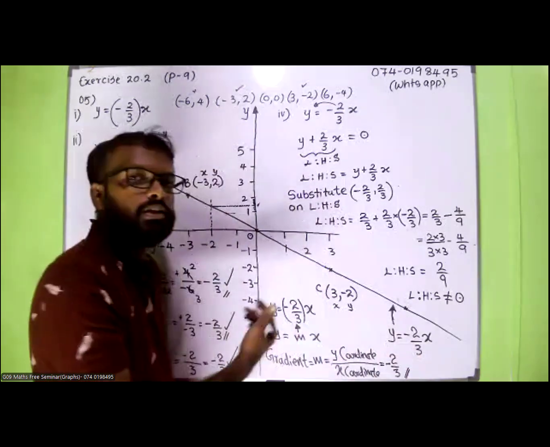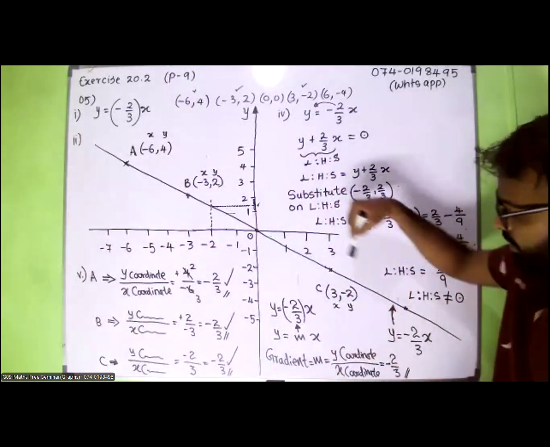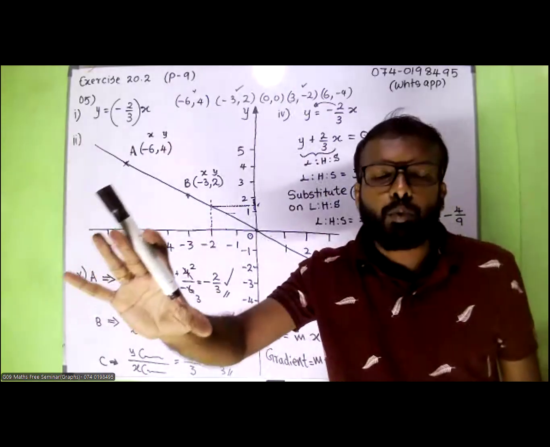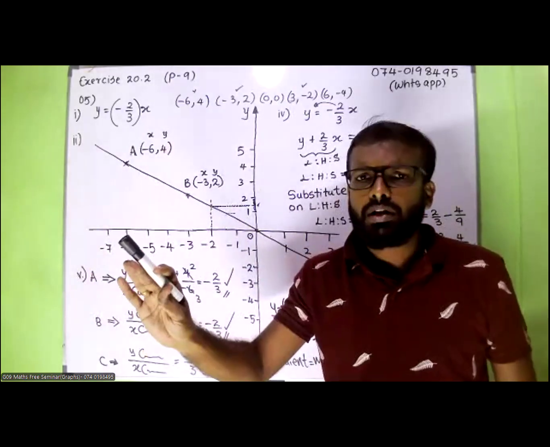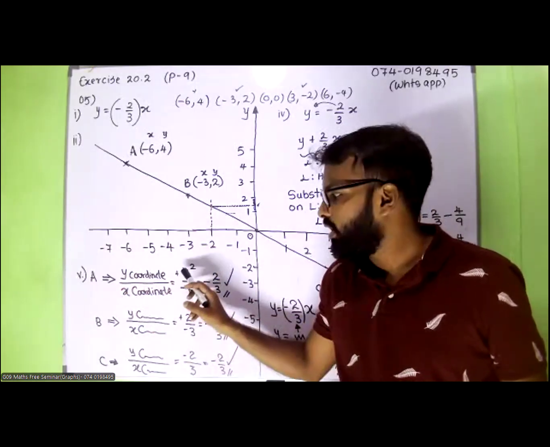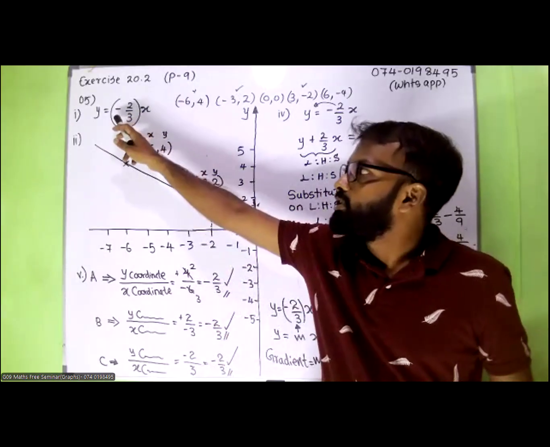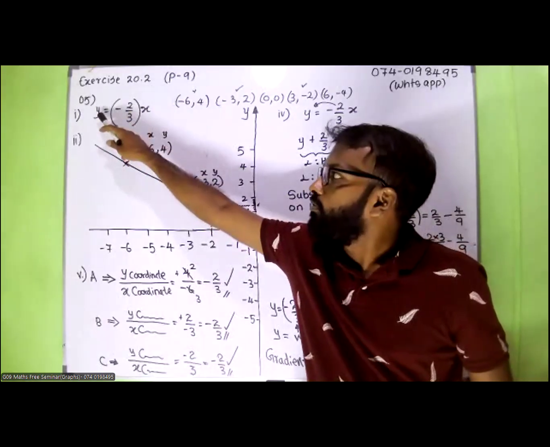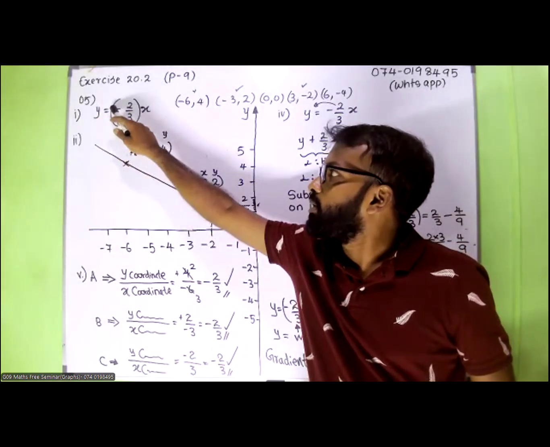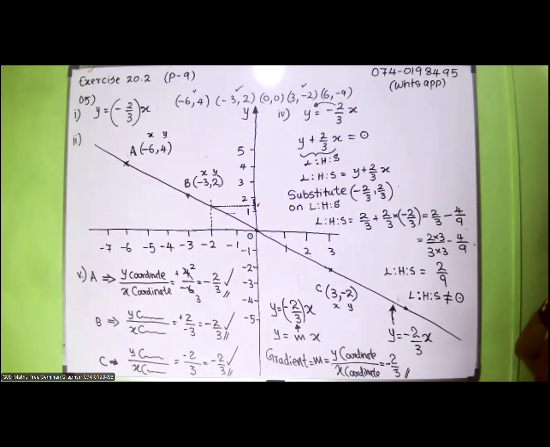So this is the thing we need to understand, the relationship. On the graph, if you take any calculable point and divide the y coordinate by the x coordinate, your answer will be the same: minus 2 upon 3, minus 2 upon 3, minus 2 upon 3. That is equal to the gradient of the graph of the function y equals mx, where m is minus 2 upon 3. Do you have any questions from that?